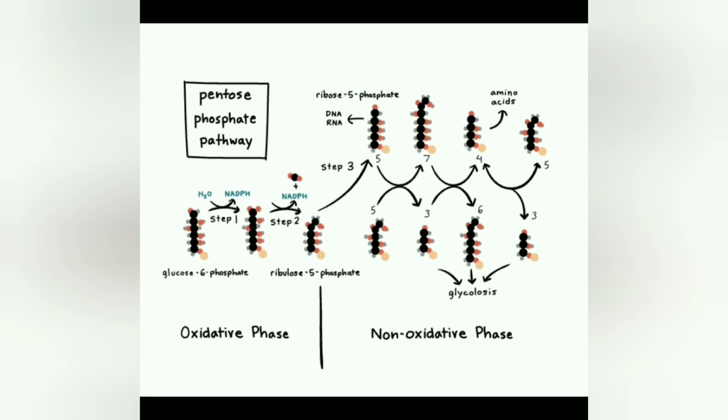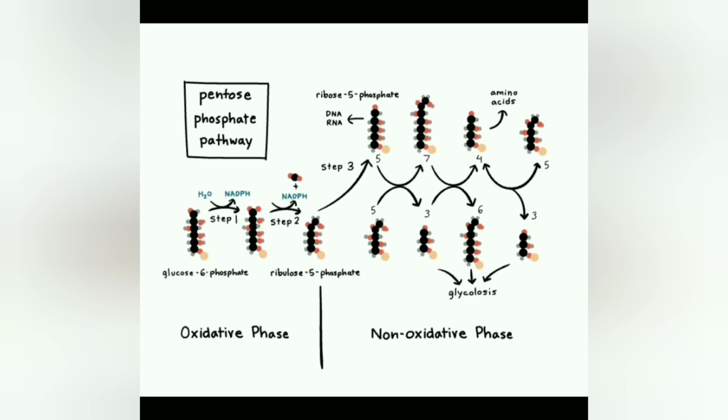Step 5. The 3-carbon molecule and 7-carbon molecule from the interconversion above in step 4 interconvert again to make a new 4-carbon molecule and 6-carbon molecule. The 4-carbon molecule is a precursor for amino acids, while the 6-carbon molecule can be used in glycolysis. The same reversal of steps in step 4 can be done here as well.